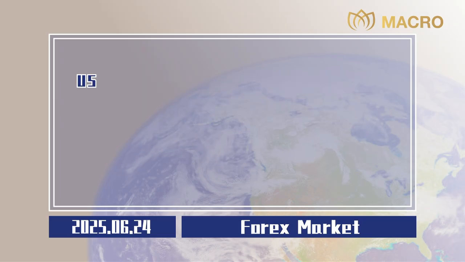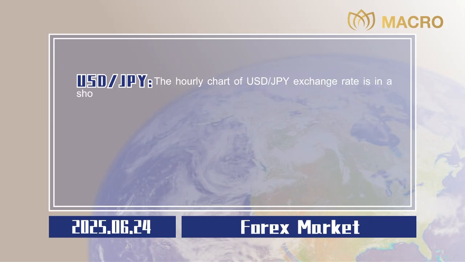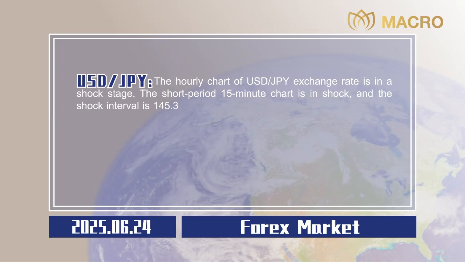US dollar to Japanese yen. The hourly chart of US dollar to Japanese yen exchange rate is in a shock stage. The short period 15-minute chart is in shock, and the shock interval is 145.30 to 145.74.